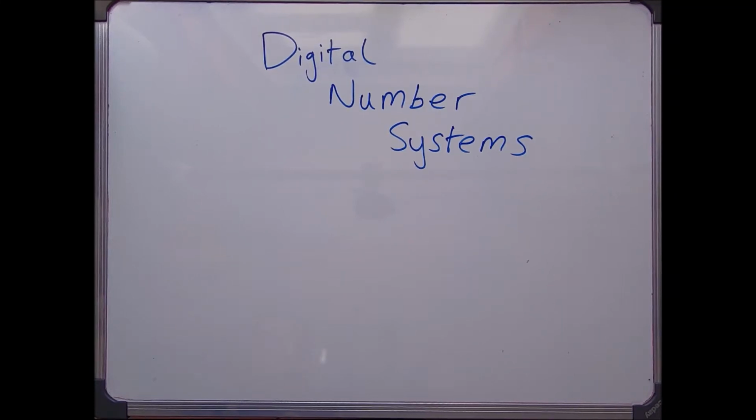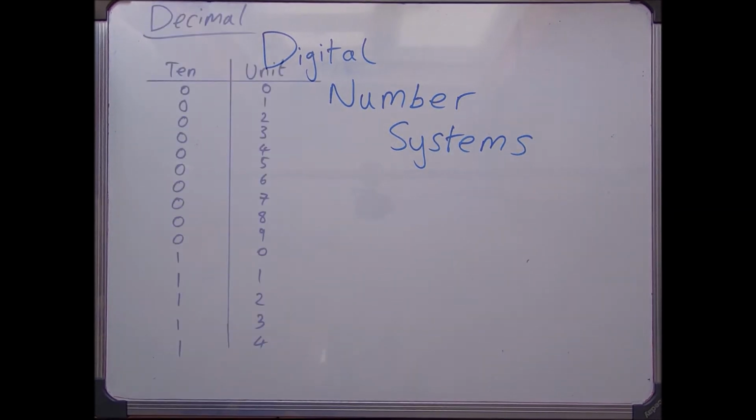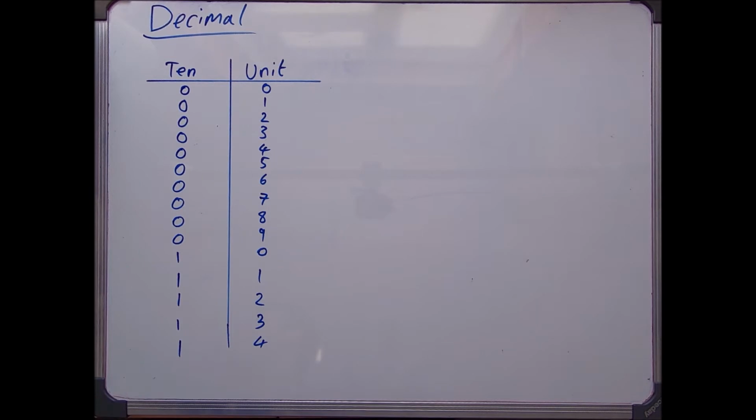In this tutorial, I will cover the basics of digital number systems, including decimal, binary, and hexadecimal. All number systems work using digits. Each digit increments to a certain number and then recycles to 0, and the digit to the left then increments by 1, and the cycle repeats.